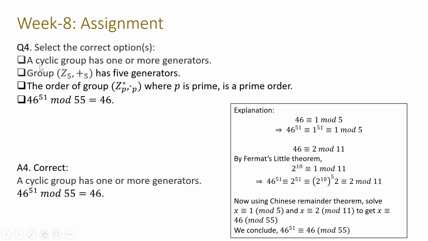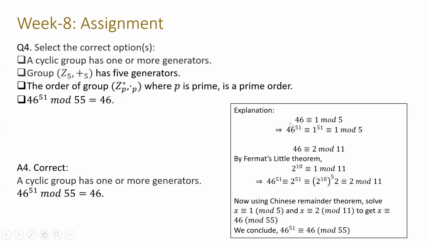So the first statement was correct and the last statement is also correct. Let me go through the explanation first. We need to calculate 46 to the power 51 modulo 55, right? 55 is the multiplication of two primes, 5 into 11. Just notice that 46 we can write as 1 modulo 5. That is completely okay, right?